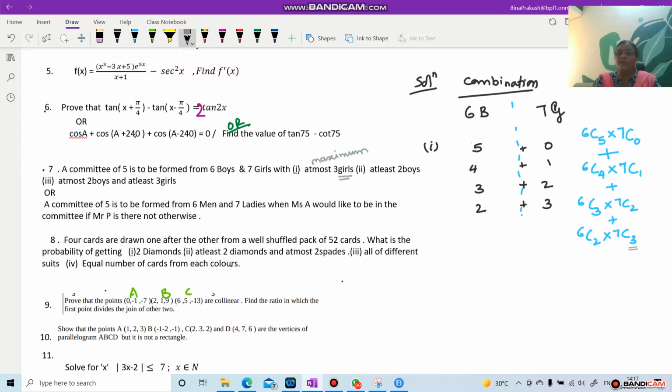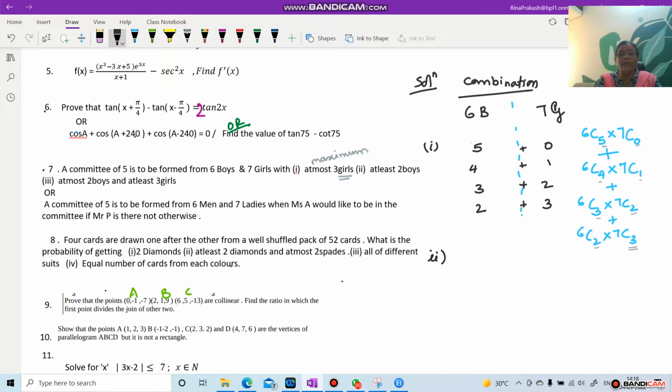So in each case, you see, 5 and 0 together is 5. 4 plus 1, each time we'll have 4 from here and 1 from here, total 5 members. 3 from here, 2 from here, 5 members. 2 from here, 3 from here, 5 members. So every time the situation is 5 members. Fine. Now we go on to the second part.